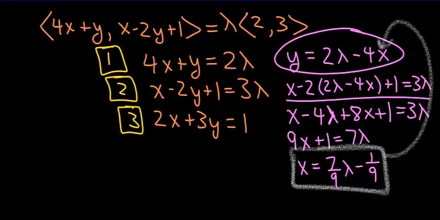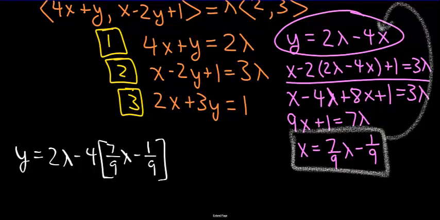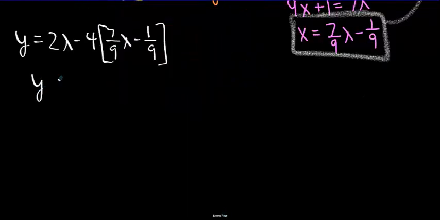Okay, here I go. I've got y equals 2 lambda minus 4 times what x equals. And x equals 7/9 lambda minus 1/9, like that. Now let's simplify that just a wee bit. Okay, y equals 2 lambda minus 28/9 lambda plus 4/9.